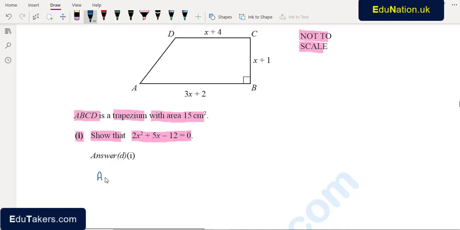Area of a trapezium equals half of the sum of its parallel lengths times its height. Its short length is x + 4, its long length is 3x + 2, and its height is x + 1. So it equals 1 over 2 times (4x + 6) times (x + 1). Now the area of the trapezium is 15.